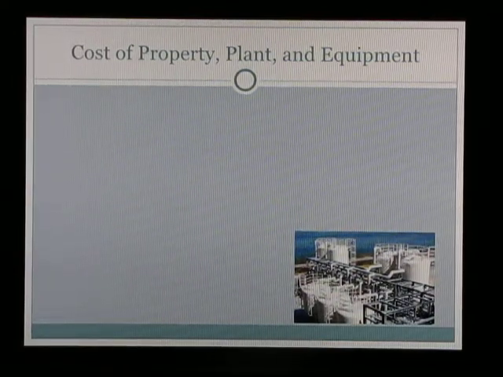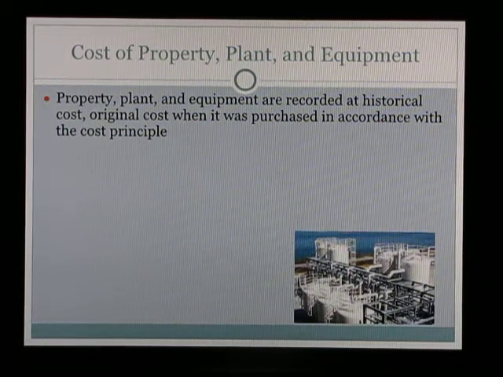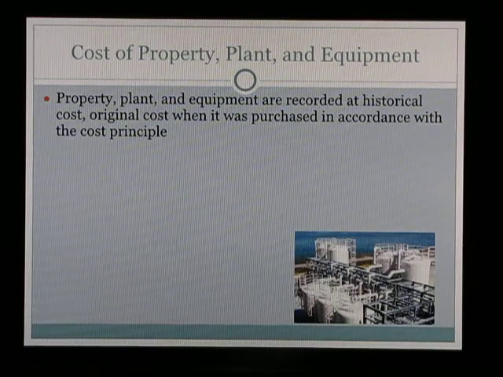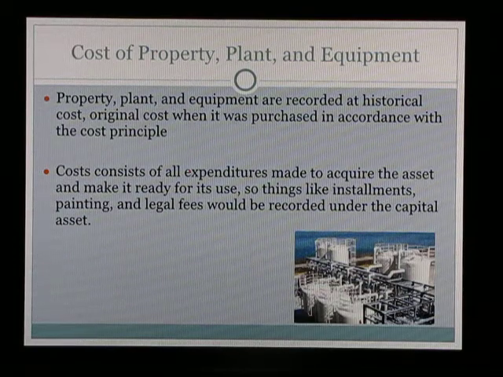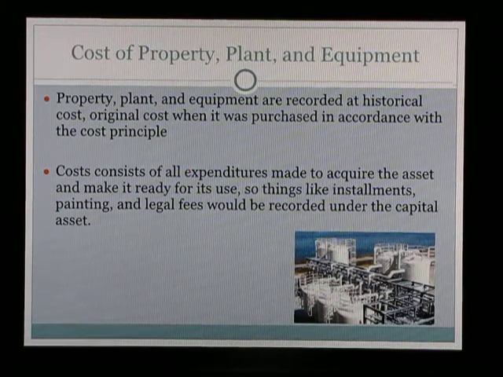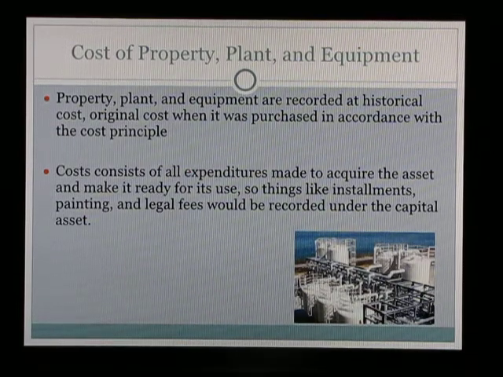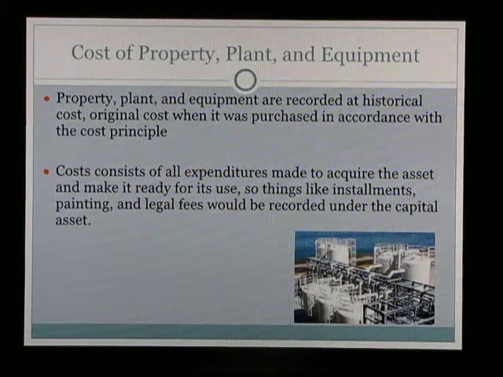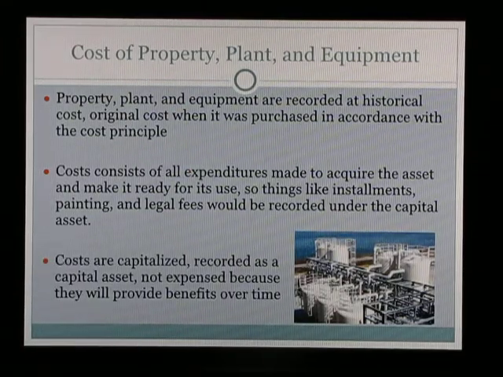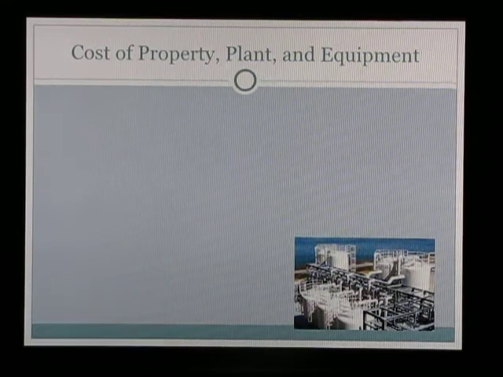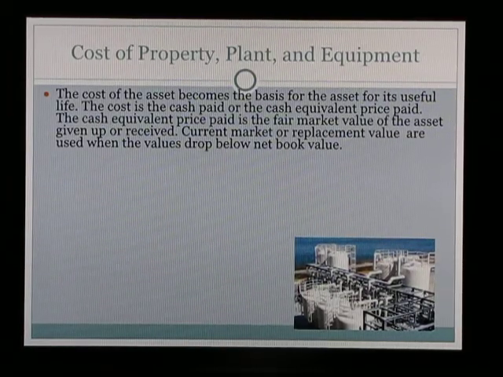Cost of property, plant, and equipment. Property, plant, and equipment are recorded at historical cost, otherwise known as the original cost when it is purchased, in accordance with the cost principle. Cost consists of all expenditures made to acquire the asset and make it ready for its use. So things like installation, painting, and legal fees would be recorded under the capital asset. Costs are capitalized, recorded as a capital asset, not expense, because they will provide benefits over time.